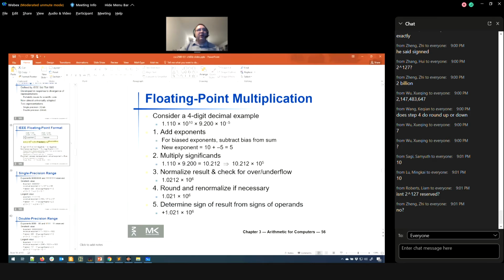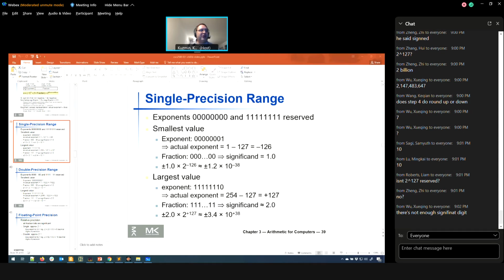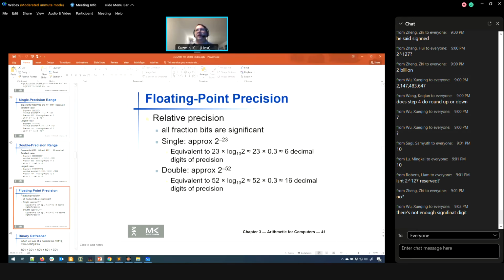No, and the answer is no. And if I ask you why, the answer is a single precision floating point is able to give us 6 or 7 significant digits of precision, and we have 10. I'm just trying to find it in the slides. Yeah, this is the slide. So it's approximately six to seven decimal digits of precision.